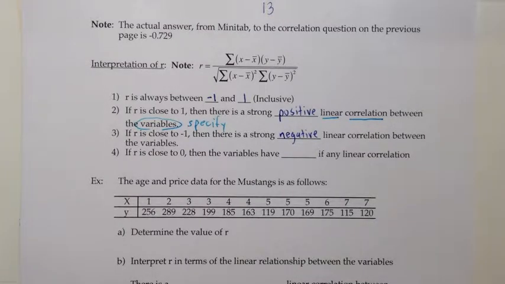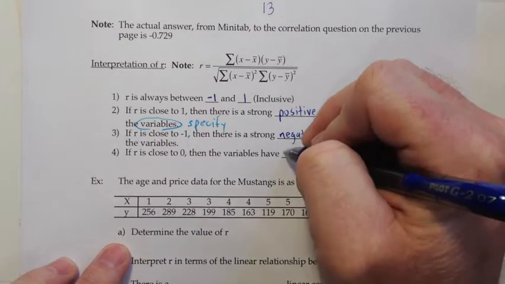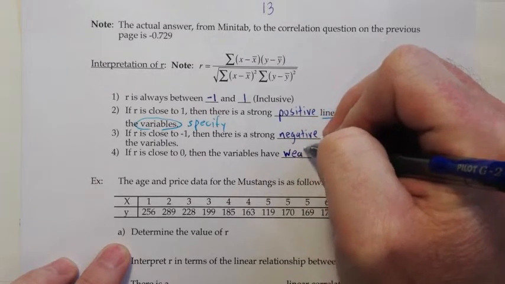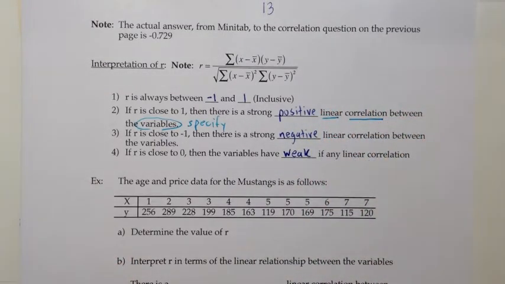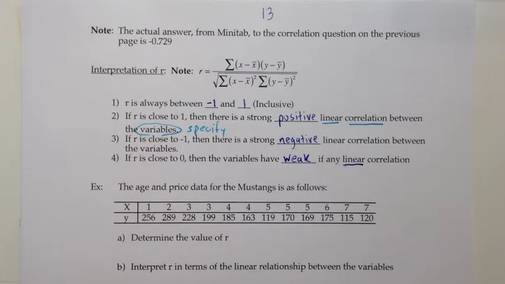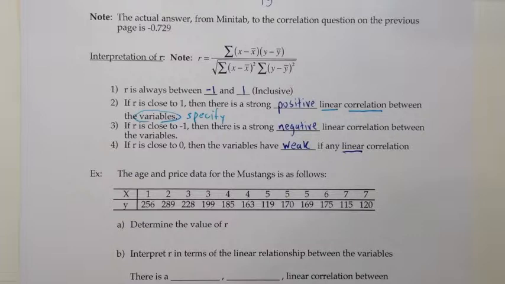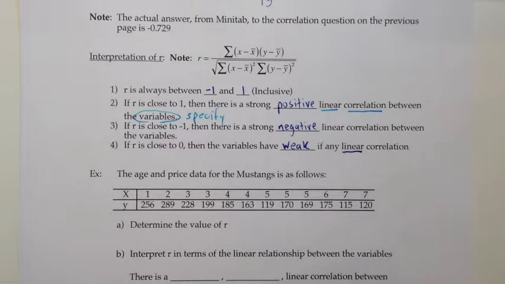And then the other thing that can come up as well is R might be close to 0, and then we would say the variables have weak, if any, linear correlation. But just a caution there, we saw this in the pictures. If R is close to 0, that doesn't mean that there's not any correlation at all. It means there's not linear correlation. Remember our U-shaped parabolic data that has a perfect correlation, just not a linear correlation.